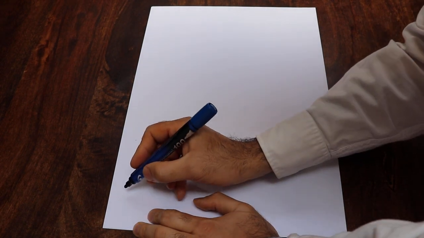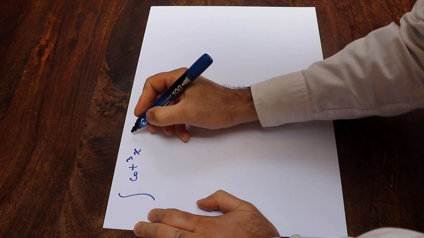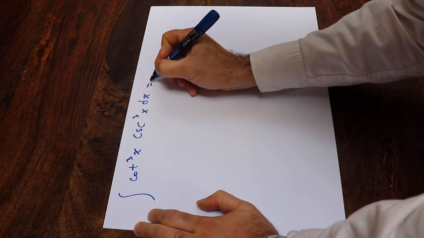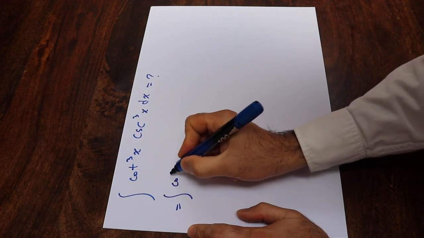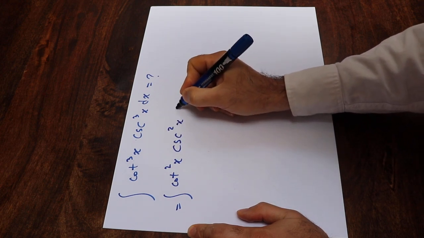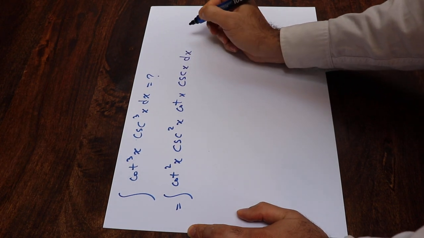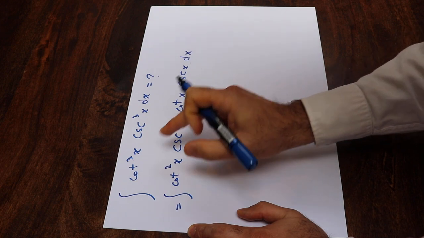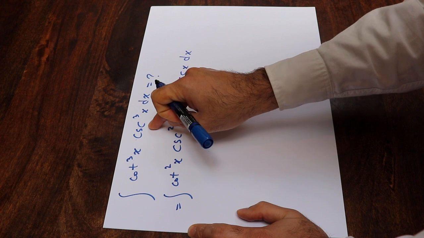Hello, today I'm going to show you how to calculate the integral of cotangent cubed x times cosecant cubed x dx. You can rewrite this integral as the integral of cotangent squared x times cosecant squared x times cotangent x times cosecant x dx, because cotangent squared times cotangent is cotangent cubed, and cosecant squared times cosecant is cosecant cubed.